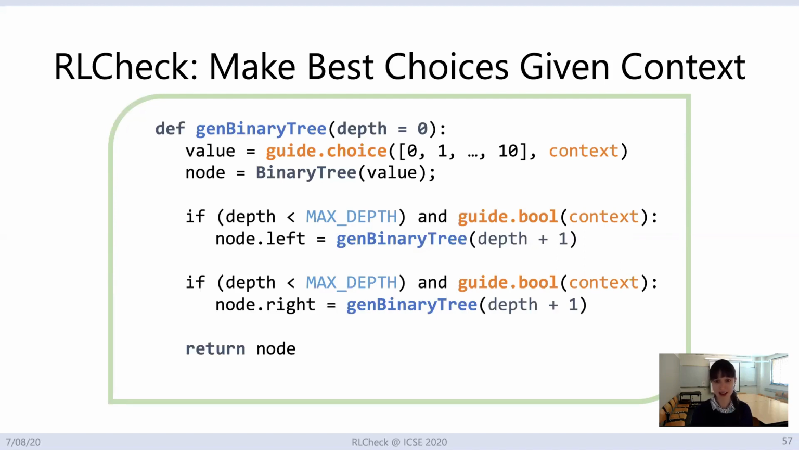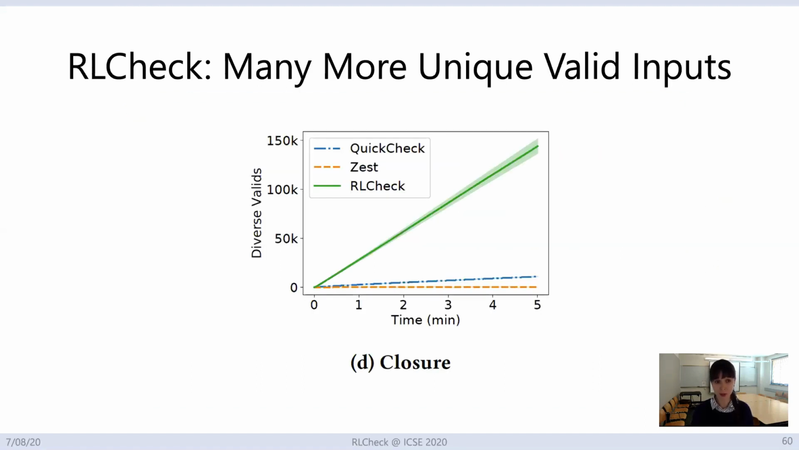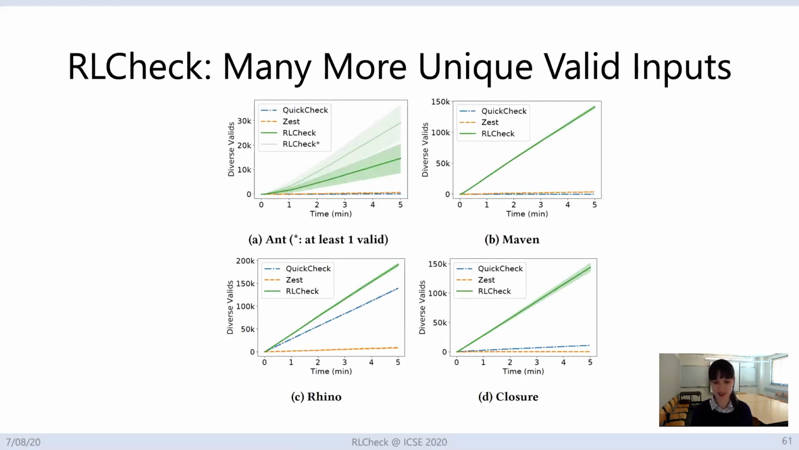So what we need are guides that make the best choices given the context, which sounded a lot like a problem maybe reinforcement learning could solve. So what we did in RLCheck is have a table-based Q-learning agent at each choice point in the generator. We compared RLCheck to both just regular generator-based fuzzing, as well as our prior work using evolutionary algorithms to guide fuzzing, that's ZEST in the orange. And what we find is that RLCheck in the green was able to generate orders of magnitude more unique valid inputs in the same time frame. And this held on most of our benchmarks, except C Rhino, which you can see that QuickCheck was already pretty well suited for that benchmark.